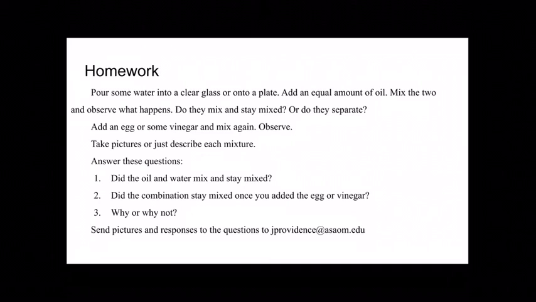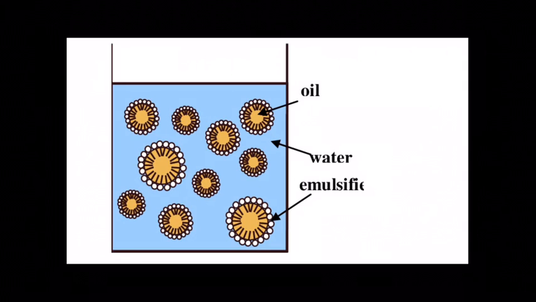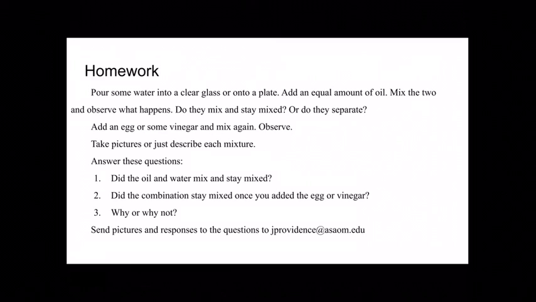That leads us to your homework, which is this: pour some water into a clear glass or onto a plate, kind of like this, and add an equal amount of oil, or maybe less oil, but some oil. This is not super precise, and I'm sure Galileo would not like the way we're doing this because I'm not giving you precise measurements, but that's okay, we'll roll with it. Mix the two and observe what happens. Do they mix and stay mixed, or do they separate?